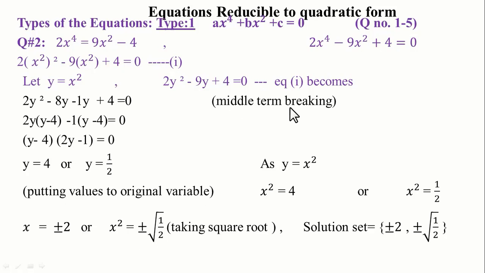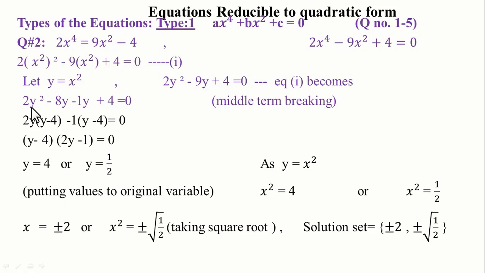Now we do middle term breaking of equation 1. 2 fours are 8. We break the middle term into two factors whose product is 8 and whose sum is 9. So minus 8 and minus 1 multiply to 8 and add to minus 9. After middle term breaking, 2y square minus 8y minus y plus 4 is equal to 0.